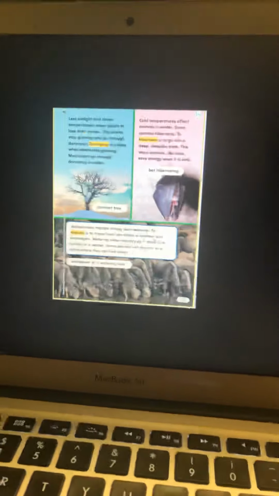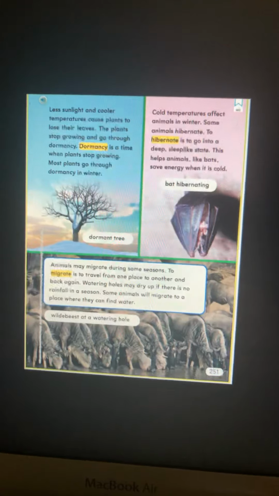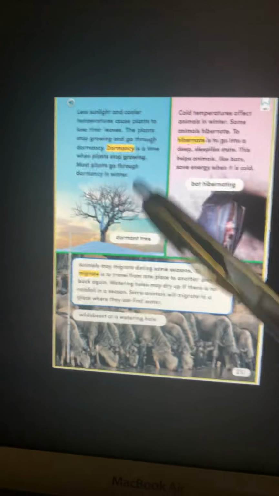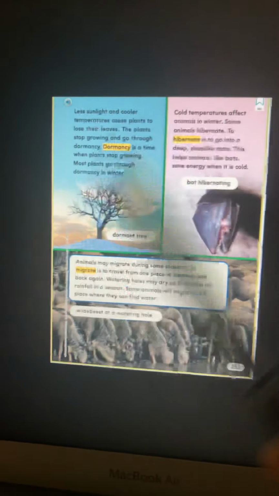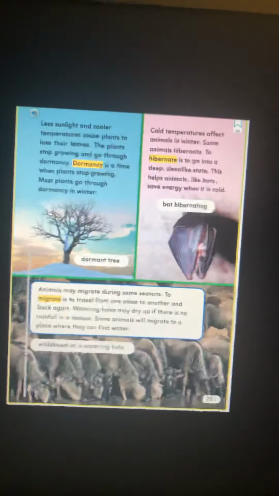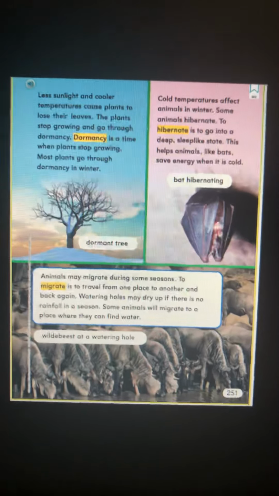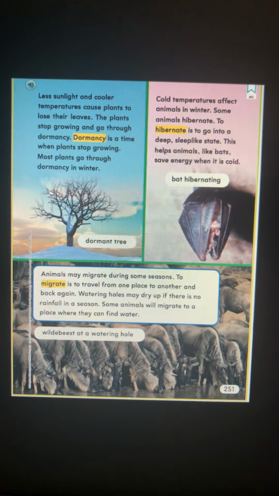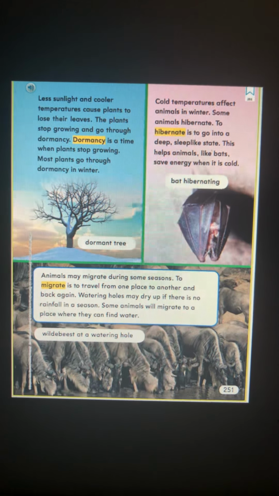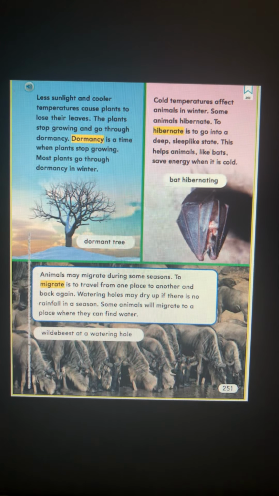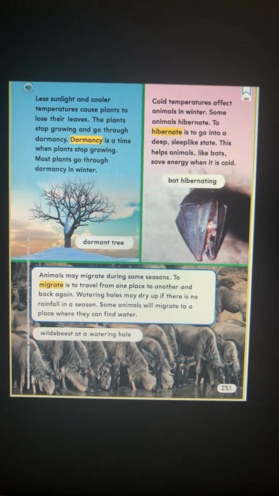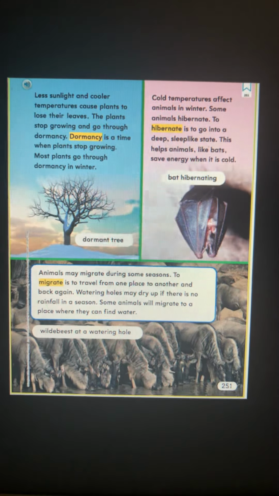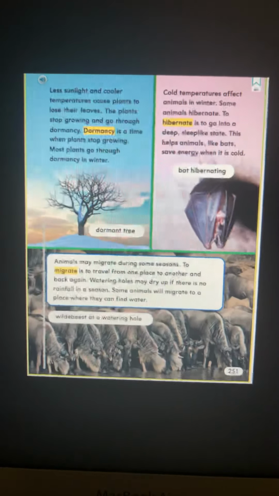We're going to look at the second page, 251. We see these words, dormancy, hibernate, and migrate. When a word is highlighted, that's going to indicate that that is a vocabulary word, just like we have been working on. So I'm going to begin to read. Less sunlight and cooler temperature cause plants to lose their leaves. The plants stop growing and go through dormancy. Dormancy is a time when plants stop growing. Most plants go through dormancy in the winter. So dormancy is a time when plants stop growing.